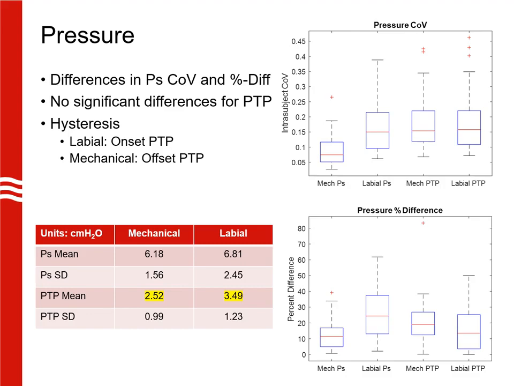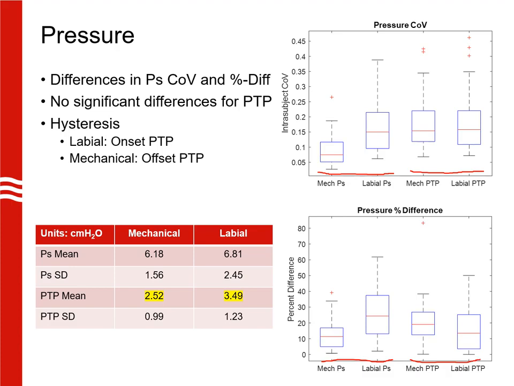You can see that depicted here in the box plot on top, first coefficient of variation, and then lower for percent difference. Something surprising that we found in our study was that these two metrics were actually very similar for phonation threshold pressure. We had hypothesized that the mechanical methods would have better reliability measures for PTP. However, we see that both the COV and the percent difference metrics were similar for both.